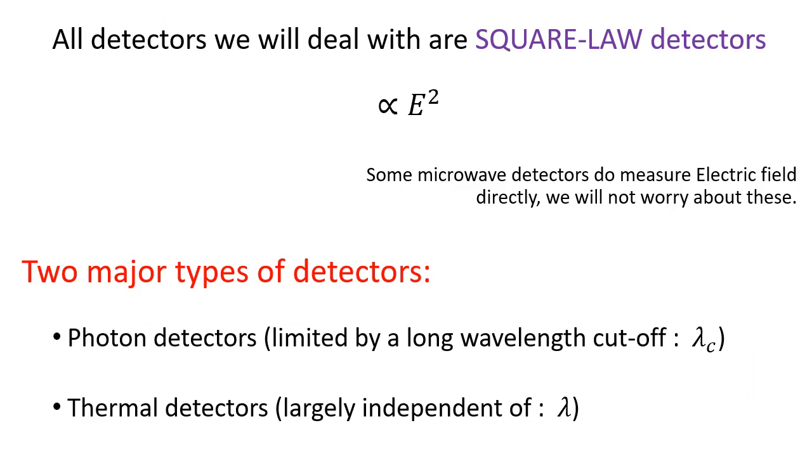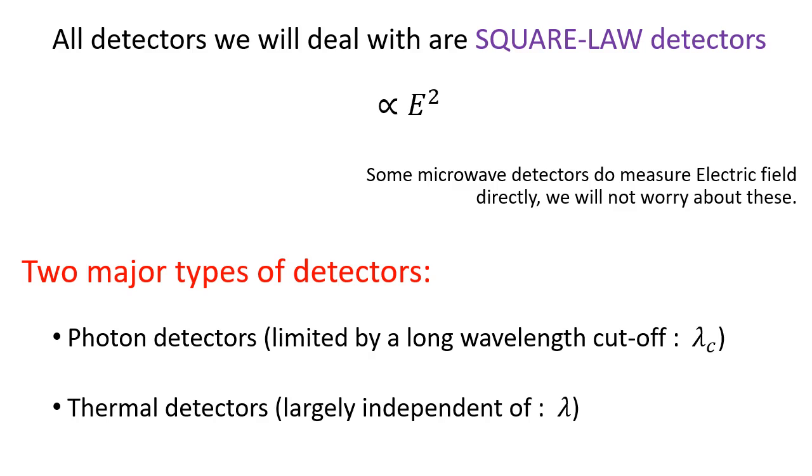So we are going to deal with optical detectors. These detectors usually are in the class of something called the square law detectors. What that means is I'm going to actually measure the energy content, or for example the intensity, of the incoming signal and not the electric field per se.